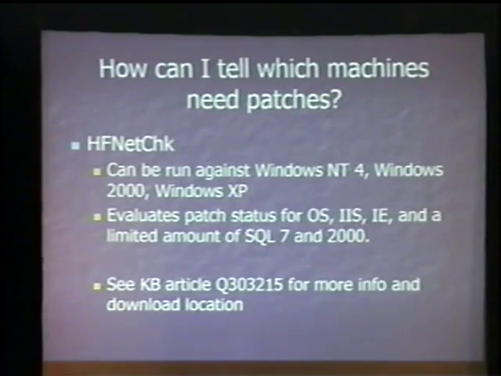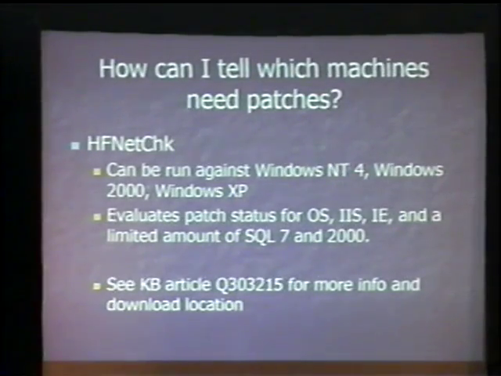So how can we tell which machines need which patches? We know that there's a lot of security bulletins out there. We want to see what might be vulnerable, what needs the patch. A tool called HFNetCheck. If you go to KB article 303215 on the Microsoft site, or if you go to support.microsoft.com, you can type in that KB number. It'll pull up an article that talks about the tool, and it gives you links to download the tool.